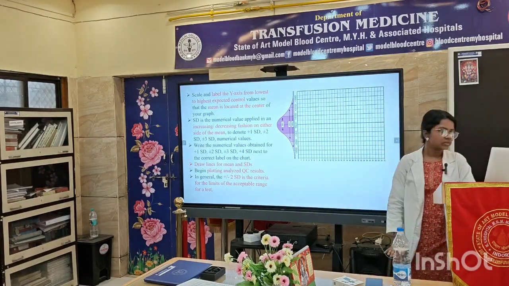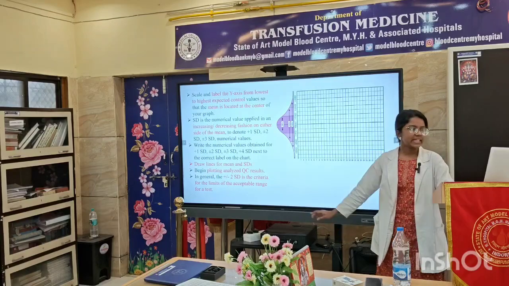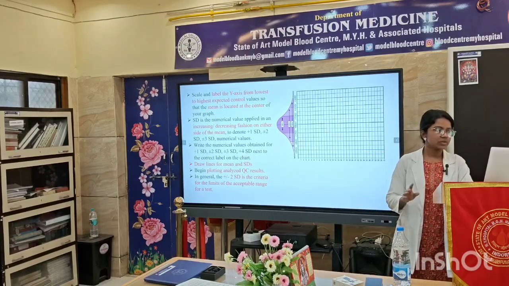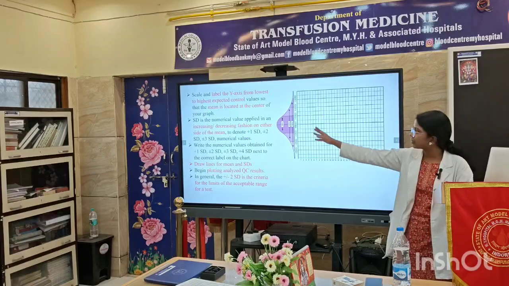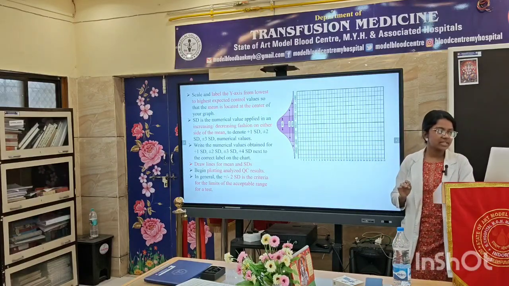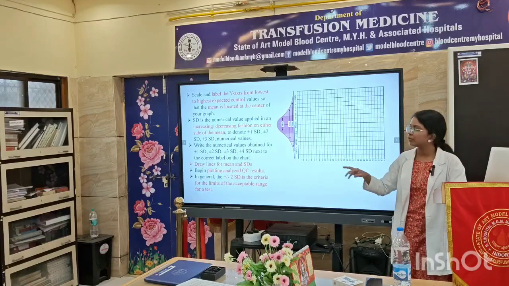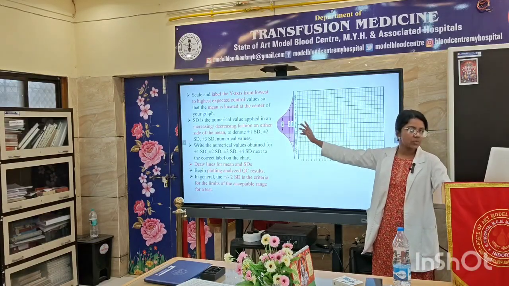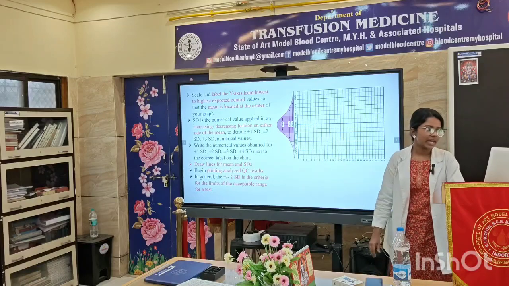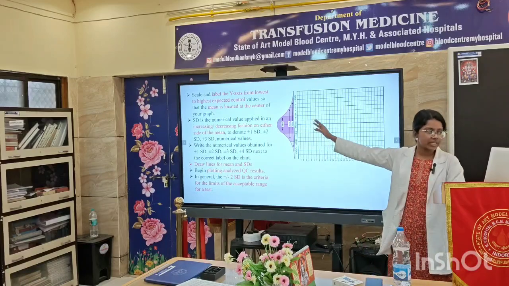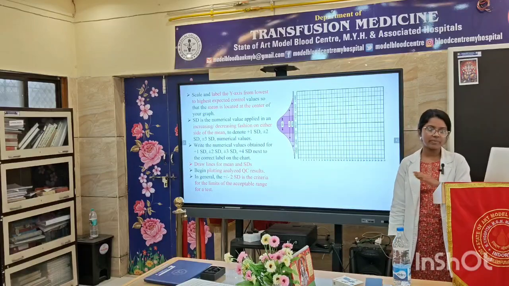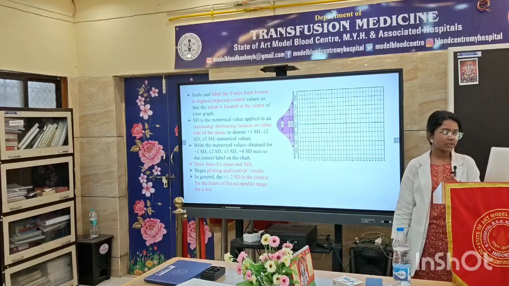So scale and label the y-axis from lowest to highest expected control values so that the mean is located at the center of your graph. SD is the numerical value applied in an increasing or decreasing fashion on either side of the mean, to denote +1, +2, +3 numerical values. Write the numerical values obtained for these next to the correct label on the chart. Now we are going to draw lines for mean and standard deviation, and we are going to plot it.